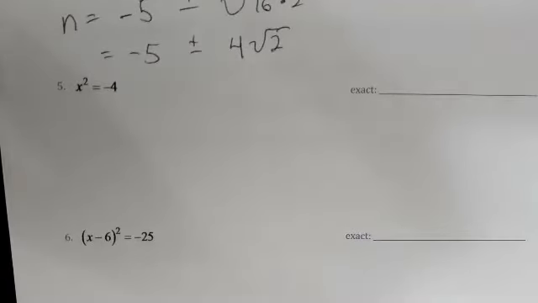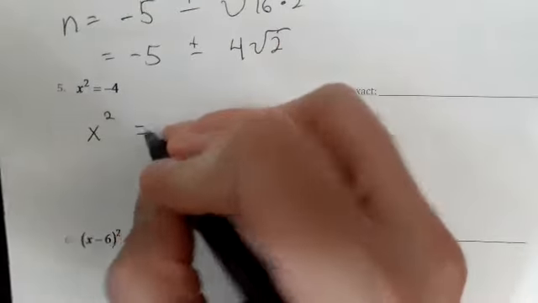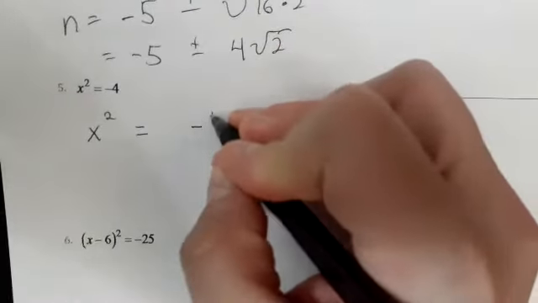Next, x² equals negative 4. Okay, so this one I can see where people might mess up. x² is equal to negative 4.